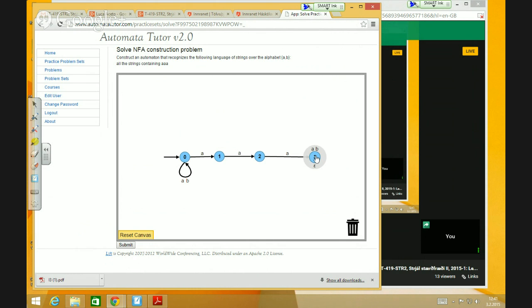Now, what about state 3? What kind of state is this? It's an accept state, so we make it final.